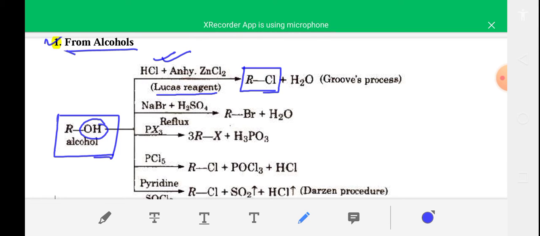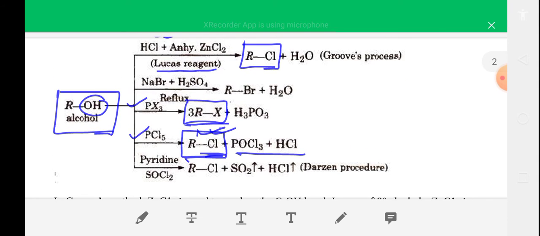Similarly, if you use PCl5 or PX3, PX3 means PBr3, PCl3, okay, or PCl5, then you will see that the OH will be substituted by the halogen atom. Okay, there are different reagents. If you react PCl5 with alcohol, the OH of alcohol will be substituted by a chlorine atom. So this is the major product in the preparation of haloalkanes. Side products are not important, major product is important.